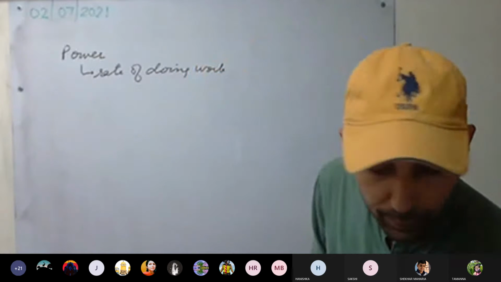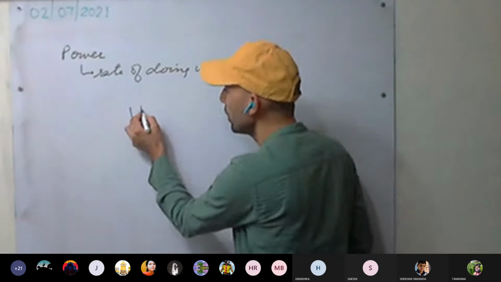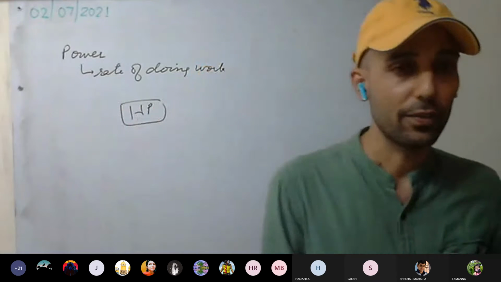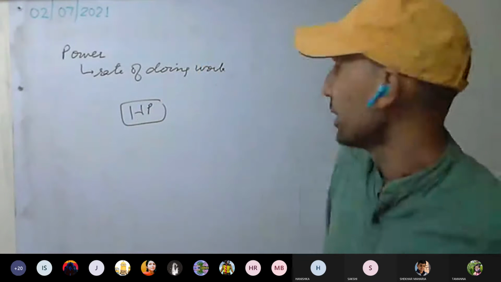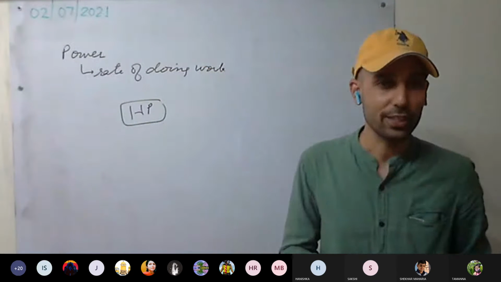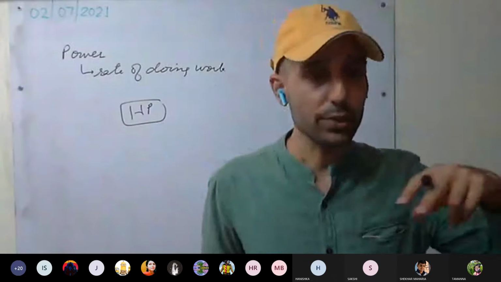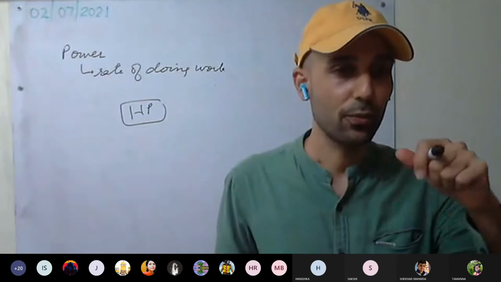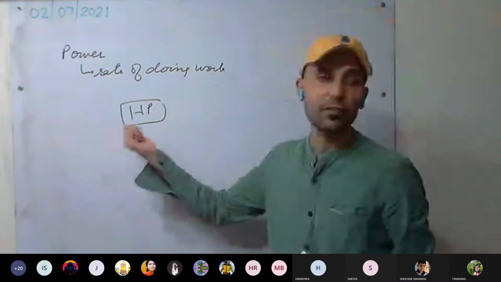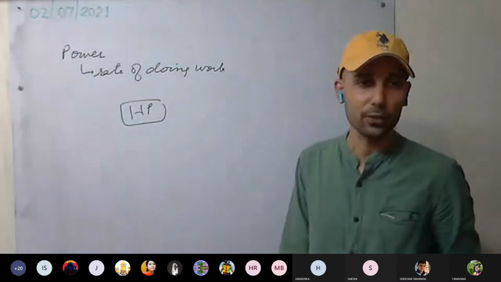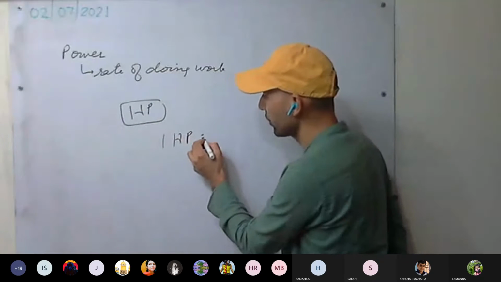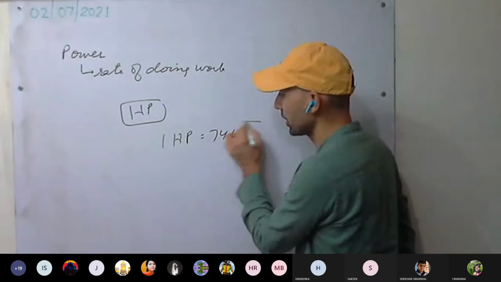0.5 HP. What does it mean? HP is also a unit of force. It is horsepower. It is a unit of force. That means how many horsepower we can generate, how much force power horses can spend. In comparison to them, we have derived one unit: horsepower. So 1 horsepower is related with 746 watt.